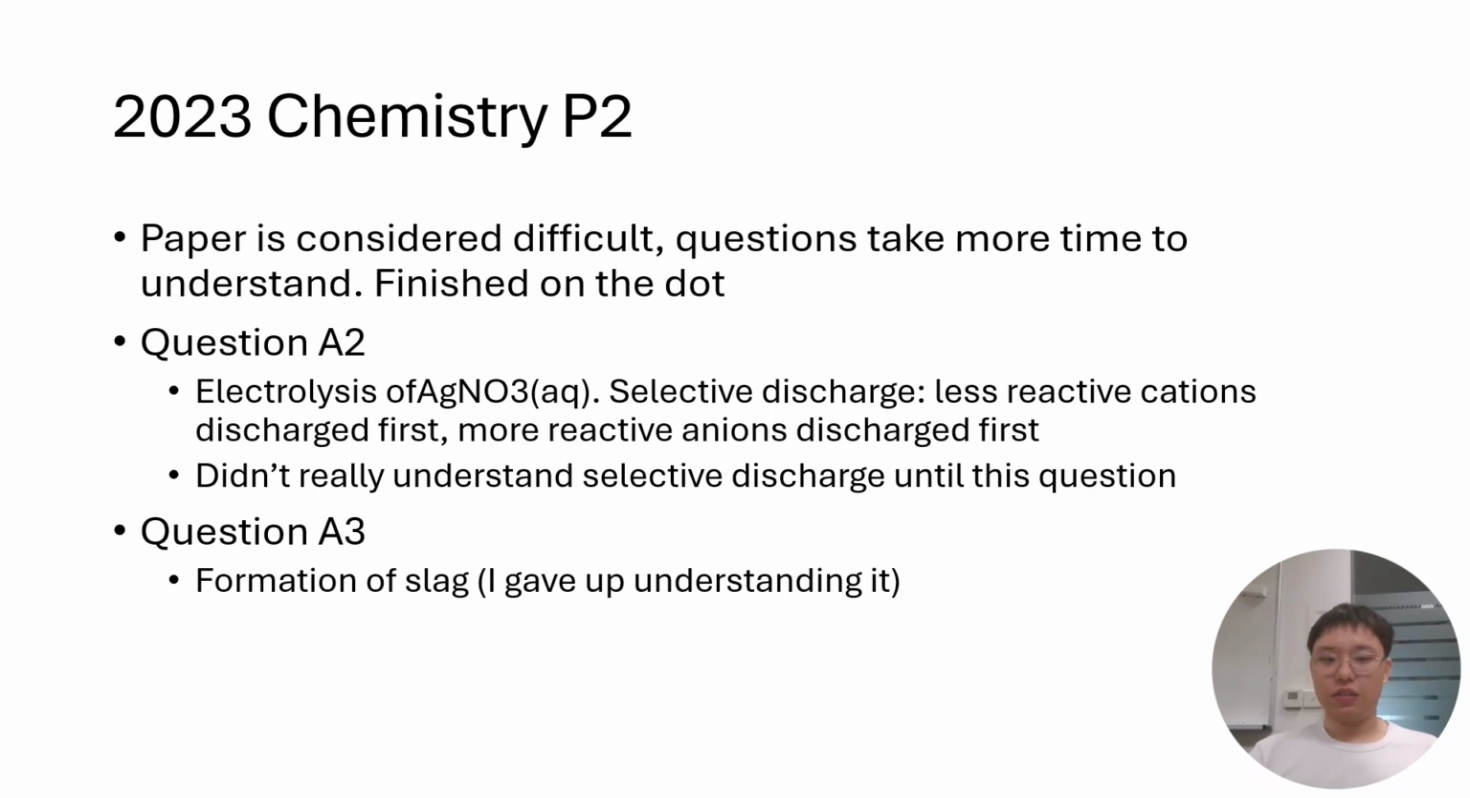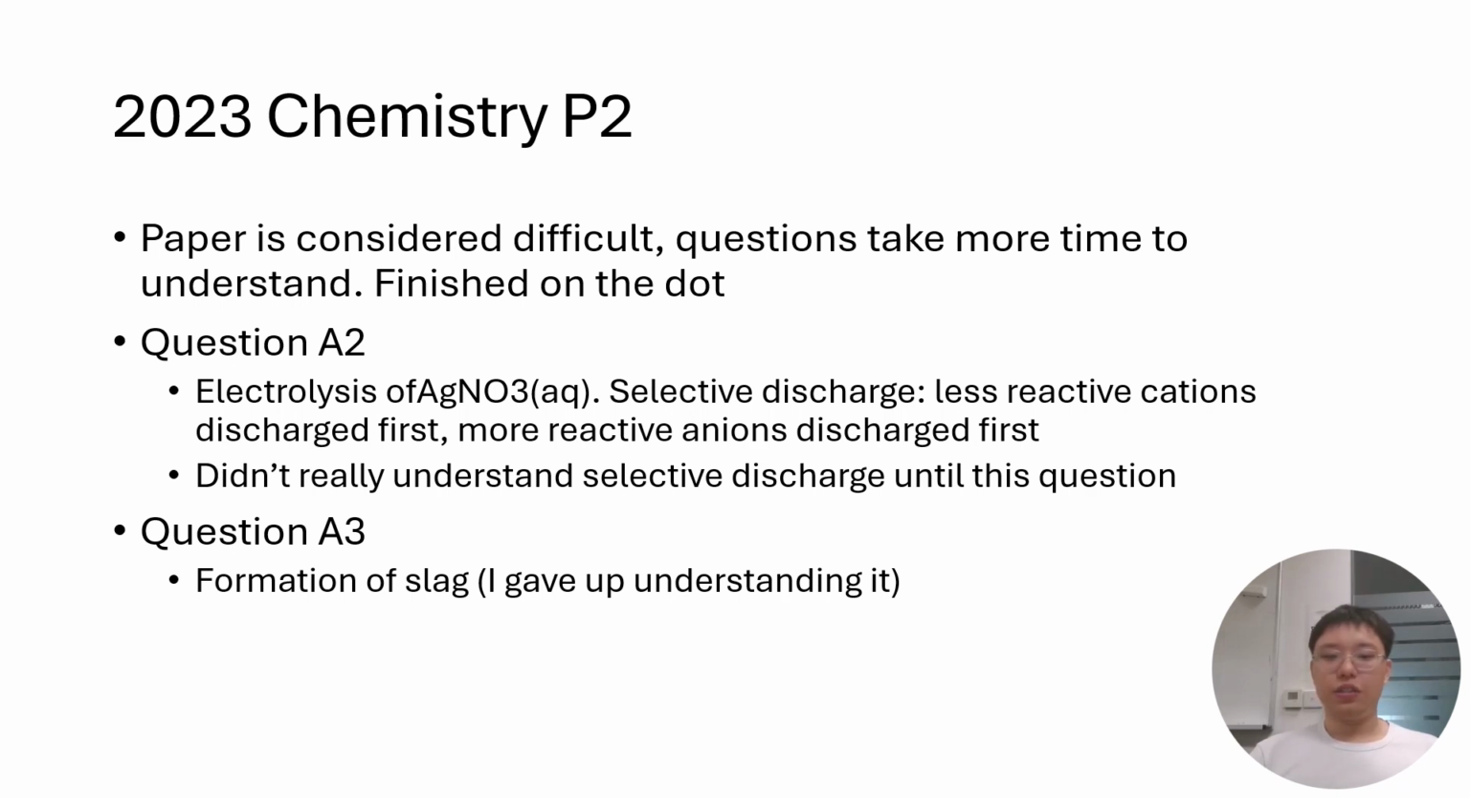people off guard. For question A2, this question is about electrolysis again, and in this question, it is about the electrolysis of silver nitrate. Again, selective discharge is a concept that I was not very familiar with, and only after that practice paper I read further and I realized that selective discharge means that less reactive cations get discharged first and more reactive anions get discharged first. So this was an important concept that I failed to understand on the first go, and it was only after this paper that I understood.